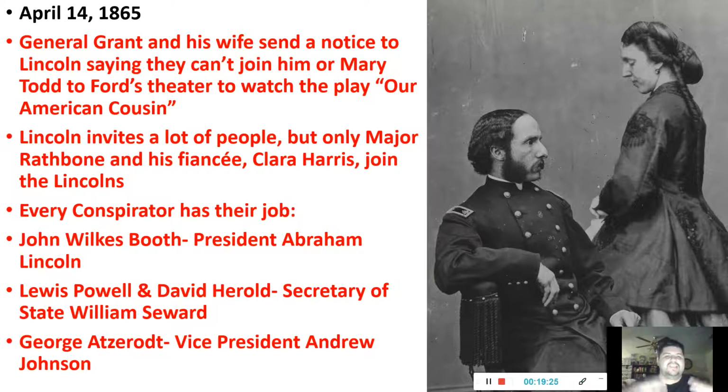Booth gets his guys together and he's like, we're going to kill the government, the Northern government, and this is how it's going to go. I am going to take Lincoln. Lewis Powell, David Harrell, you guys take Secretary of State Seward. George Azarat, you've got Vice President Andrew Johnson. And the other guys have General Grant.